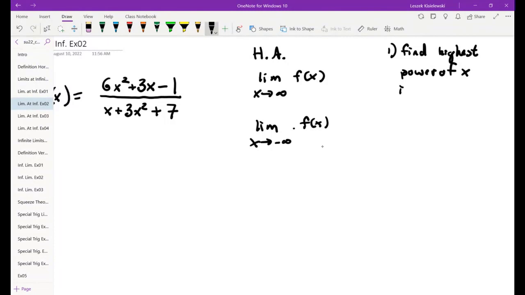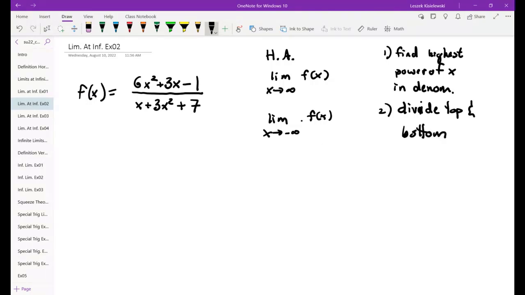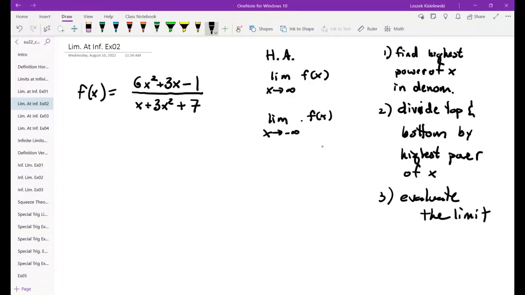Let's say in the denominator. Okay, and then we can divide the top and bottom of our fraction by that highest power of x, and then evaluate the limit if possible. Again, the idea being that we want to have constants and then constants over some power of x. Okay.